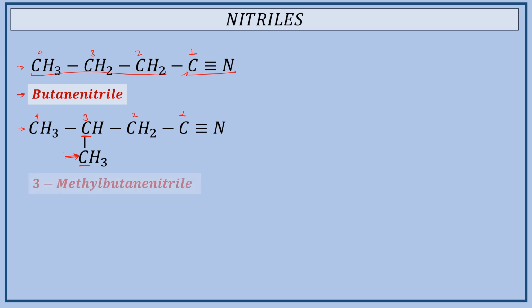So the name of this molecule will be 3-methyl butane nitrile, where this 3 tells us the position of the substituent methyl. Butane tells us that there are 4 carbon atoms in the parent chain, including the carbon atom of the functional group, and nitrile, the suffix, tells us the functional group present here is CN.